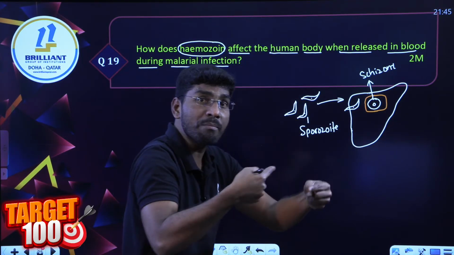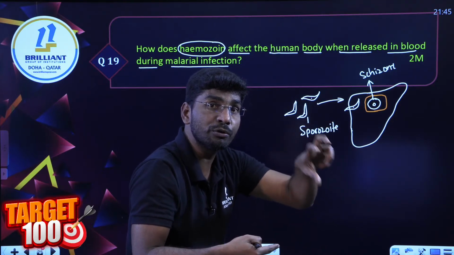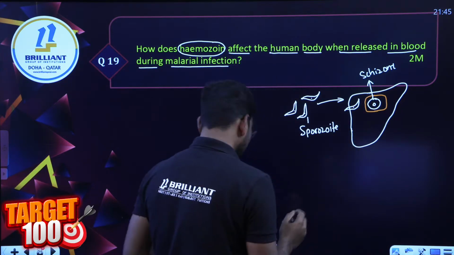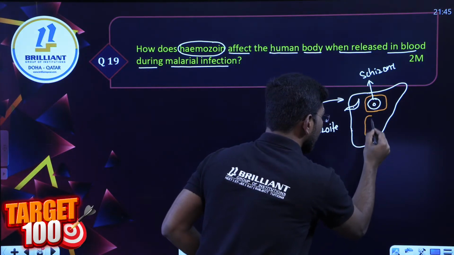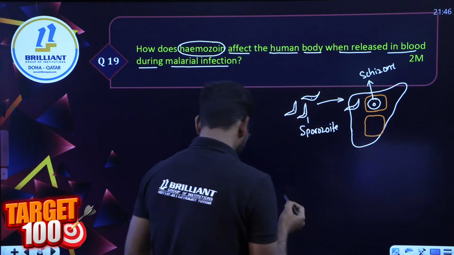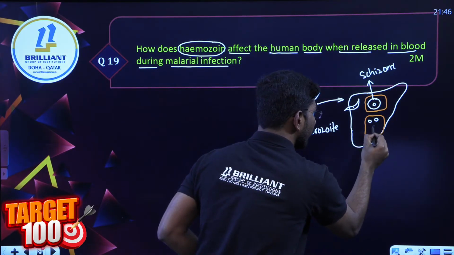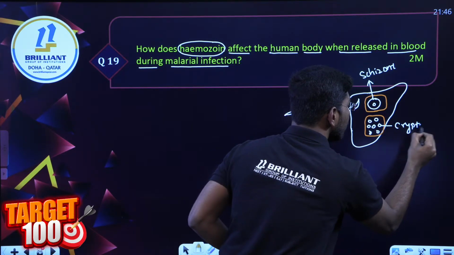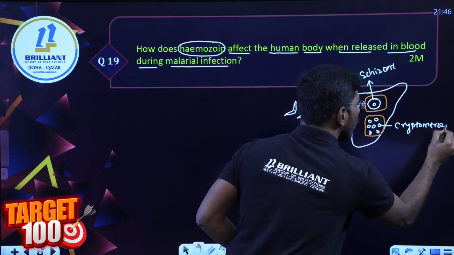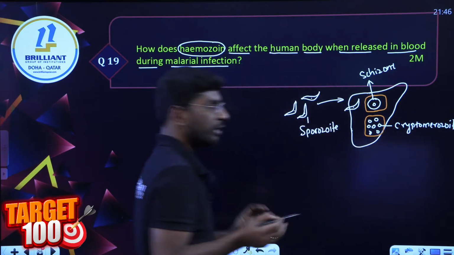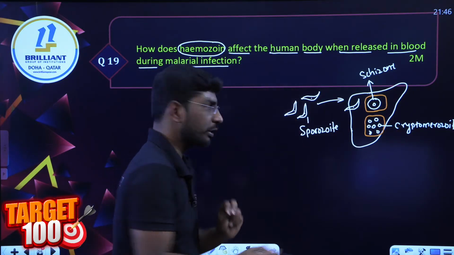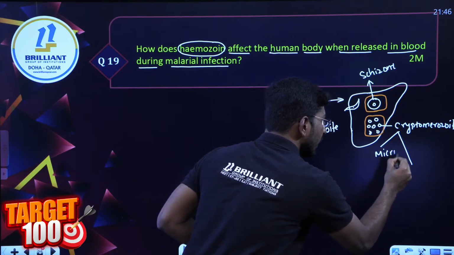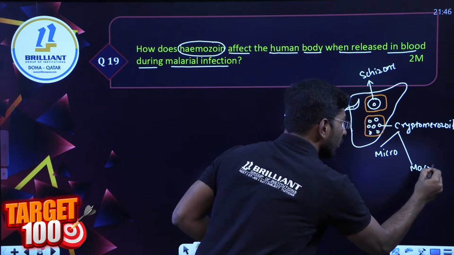Schizont undergoes multiple fission many times to form cryptomerozoites. So here, look at this cell, this is a liver cell. In the liver cell it undergoes multiple fissions to form these structures known as cryptomerozoites. Cryptomerozoites are of two types. One is called microcryptomerozoites, the second one is called macro. Remember all of you.